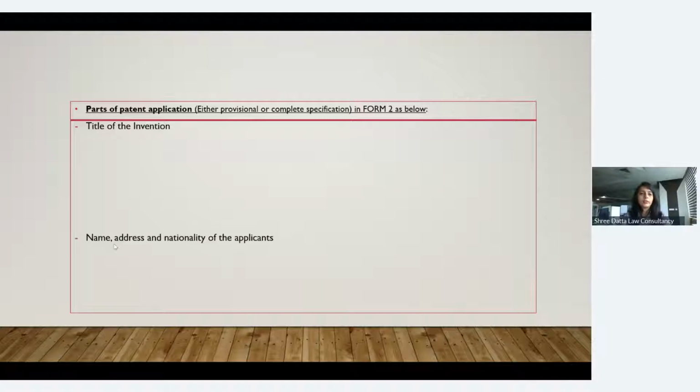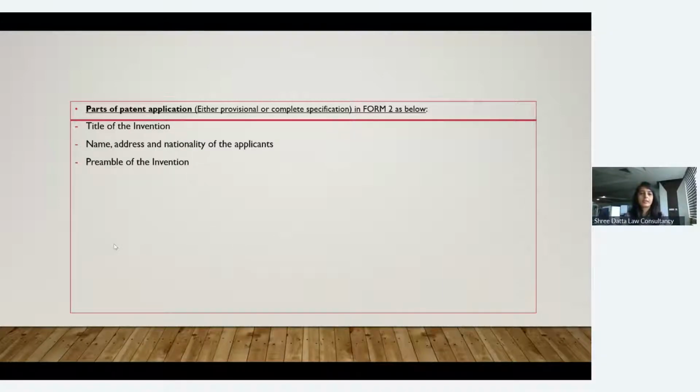So in that, title of the invention, name, address, and nationality of the applicants, then preamble of the invention, that is different for the provisional as well as the complete. And field of the invention, background of the invention, that covers the problem statement, solution for that, and the prior art search which we have already performed.